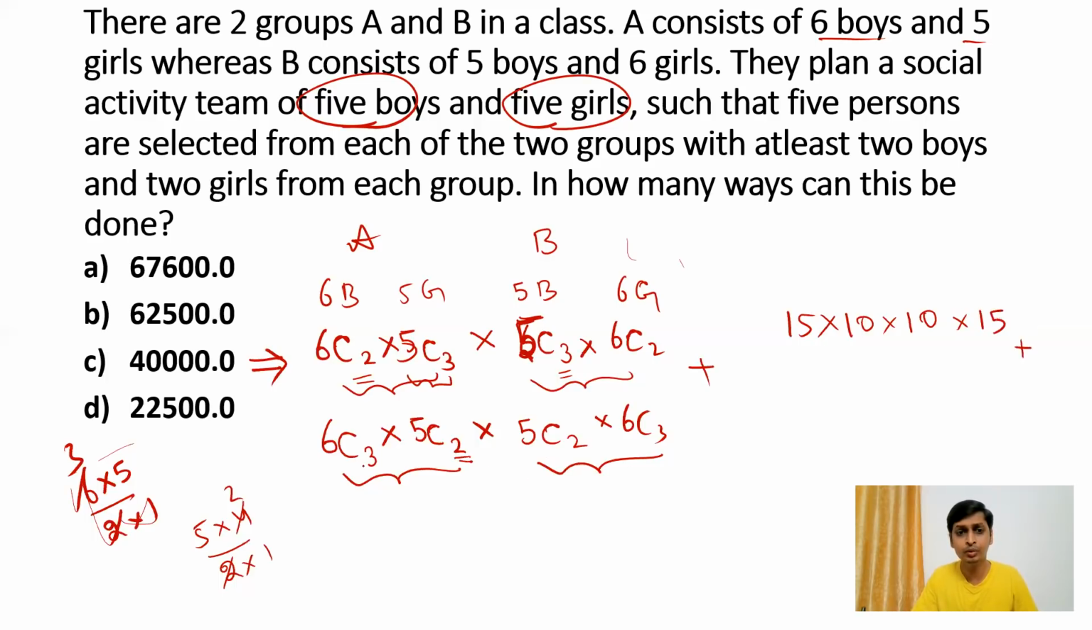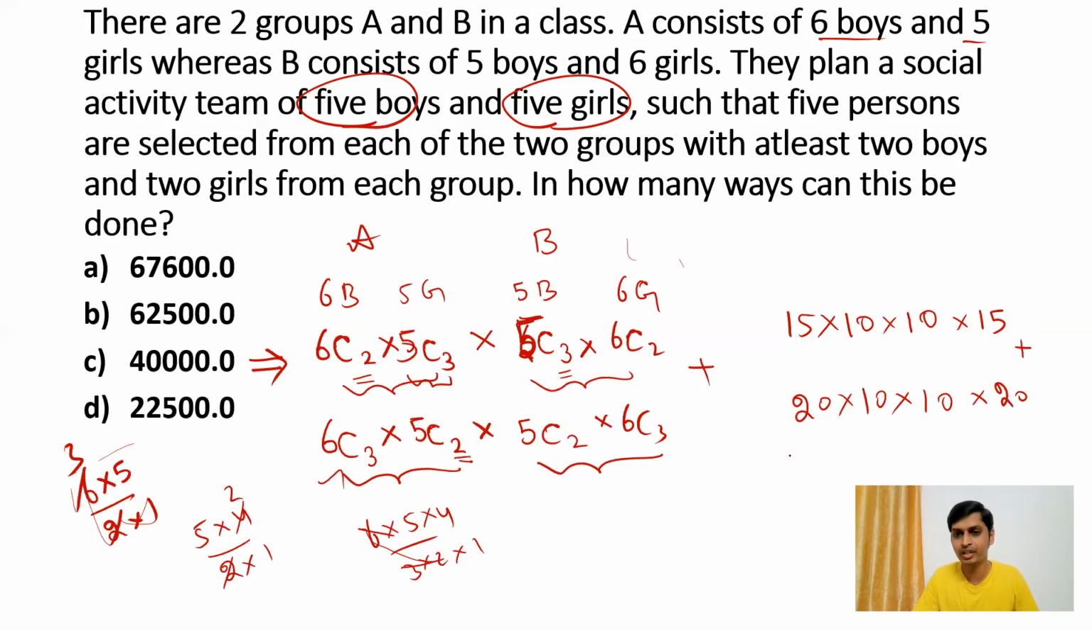plus you have 6C3 here. What is 6C3? 6 into 5 into 4 by 3 into 2 into 1. So cancel 3 into 2, 6, 3 into 2, 6. So it is 5 into 4, you get 20. And the value of 5C2 is 10, we just discussed. And again you have another 5C2, it is 10. And 6C3, it is 20.